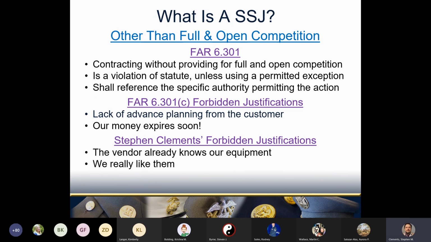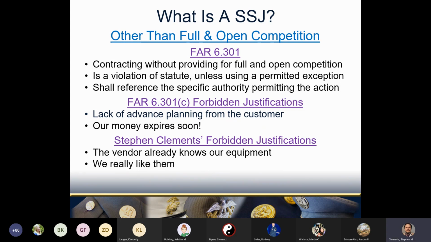While this class is on sole sourcing our contracts and not competing them, we needed that context to properly examine what sole sourcing really is and why it's a big deal. We covered the types of competition we can do, so now we're going to talk about contracts made using methods other than full and open competition. This is where instead of competing our solicitations among multiple vendors, we instead solicit to only one vendor.